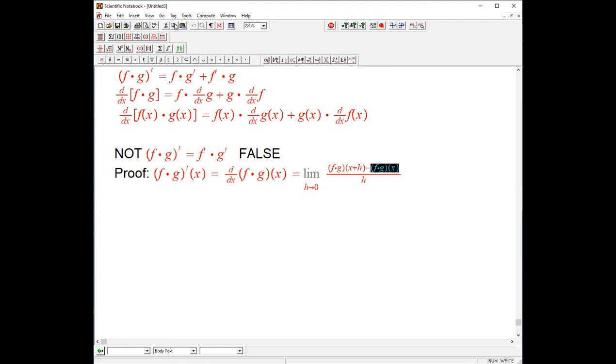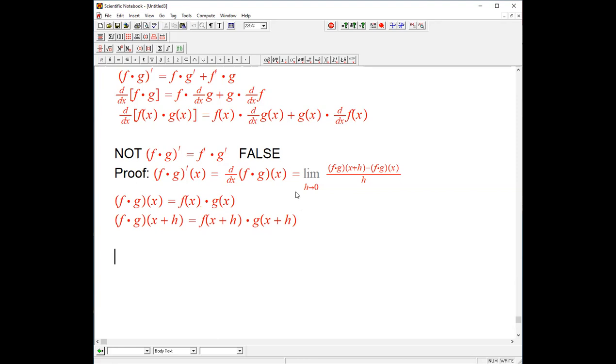Well, f times g is f of x times g of x. And of course, f multiply g would be f of x plus h multiply g of x plus h. The dot I have there is optional. I can put it there and I can remove it. It doesn't really make any difference. All right.